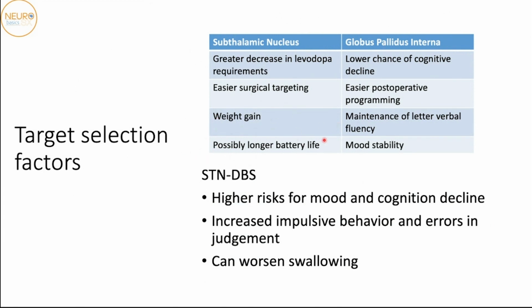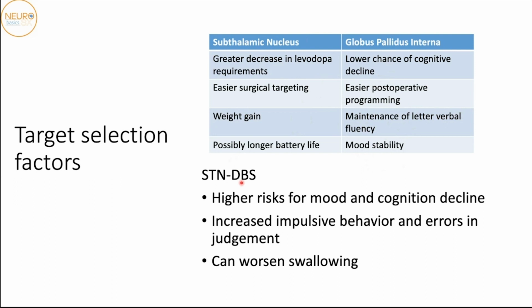But because for STN you require a lower level of stimulation, there is a longer battery life with STN as compared to GPi. Now, the advantage of using GPi is that there might be a lower chance of cognitive decline. Patients who already have some cognitive decline might benefit from a GPi DBS as compared to an STN DBS. It is easier to program GPi DBS postoperatively than STN DBS. It has been found that patients maintain letter verbal fluency with GPi rather than STN, and they have more mood stability with GPi rather than STN DBS.